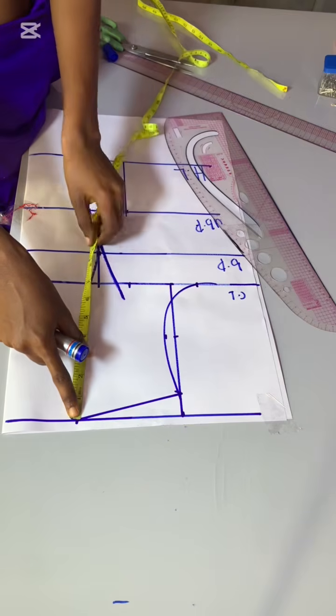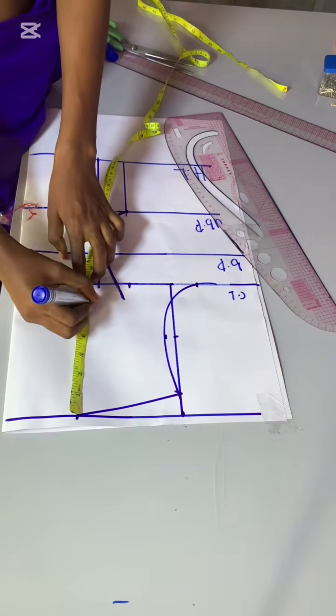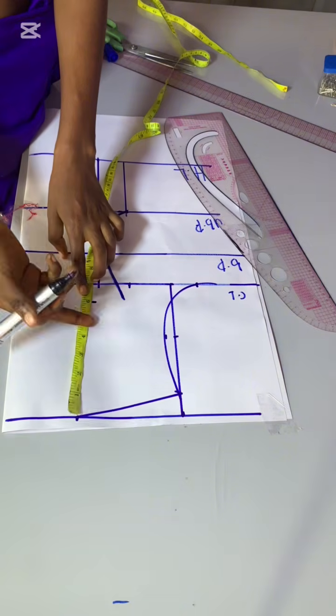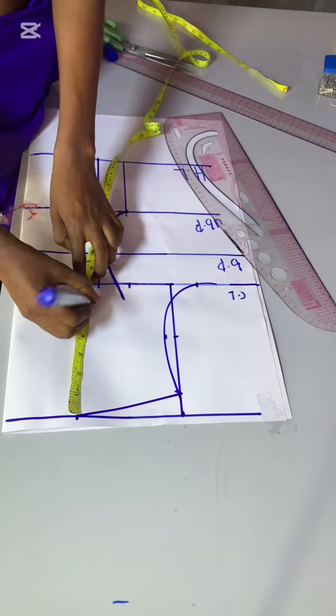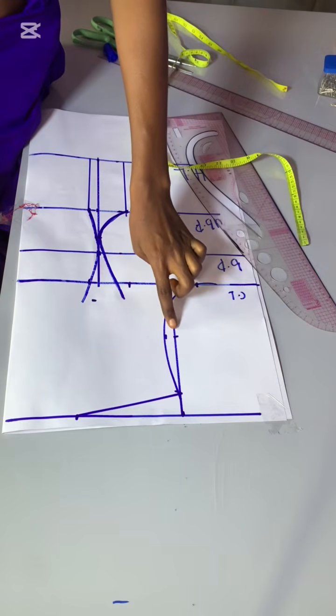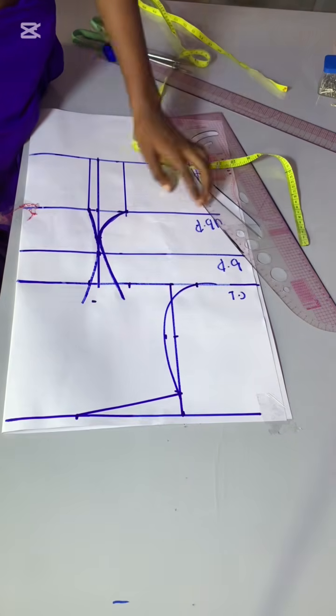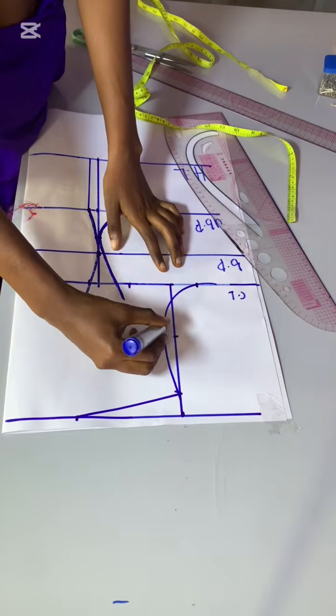Let's make our sweetheart neckline. Now I am coming down by 6 inches for my neckline. Depends on how deep you want your yoke to be. Do you understand? So I'm coming down by 6 inches. Then I'm just going to connect from that armhole side. I'm going to come down by like half an inch, and I'm going to connect my sweetheart neckline.